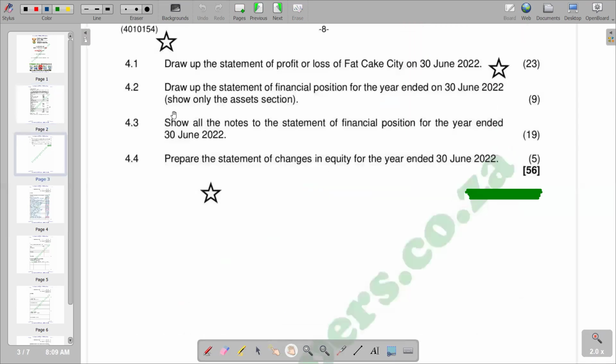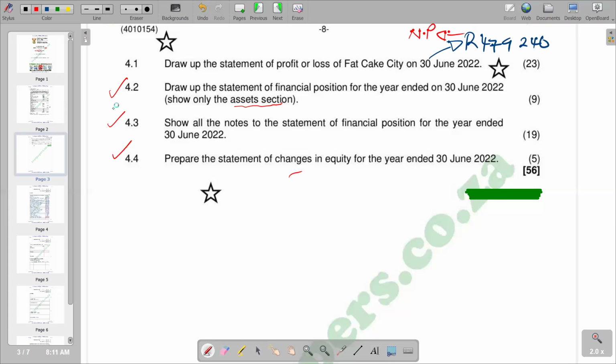Moving on to our required parts, the first part says draw up the statement of profit or loss of Fat Cake City for the year ended 30 June 2022, of which, when we prepared the statement, we got our net profit of 479,000, which we use in the statement of changes in equity. In part 4, we are also going to prepare the statement of financial position and the notes to the statement of financial position.